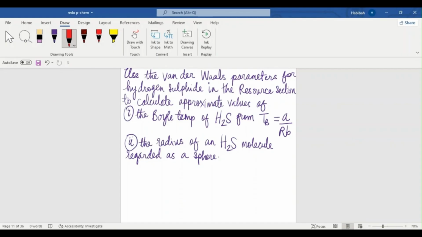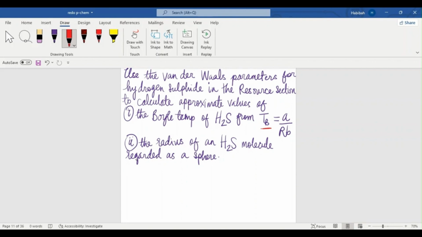Salam and welcome everyone. Today we're going to be working on the question on the screen that says: use the van der Waals parameters for hydrogen sulfide in the resource section to calculate approximate values of, one, the Boyle's temperature of H2S from the formula TB equals A over RB, where TB is the Boyle temperature, A and B are van der Waals parameters, and R is the gas constant. And then a second question where we're asked to calculate the radius of an H2S molecule regarded as a sphere.